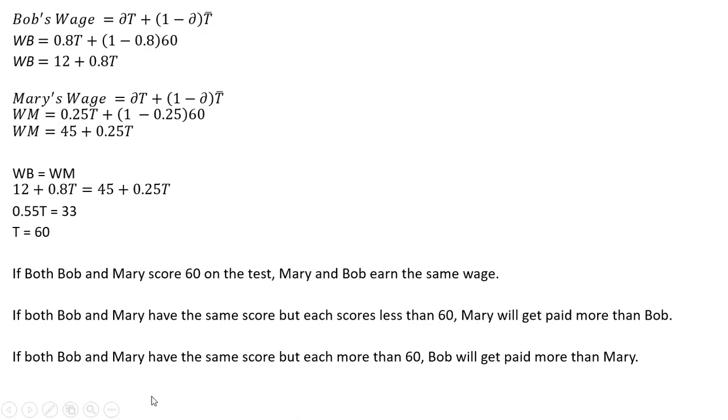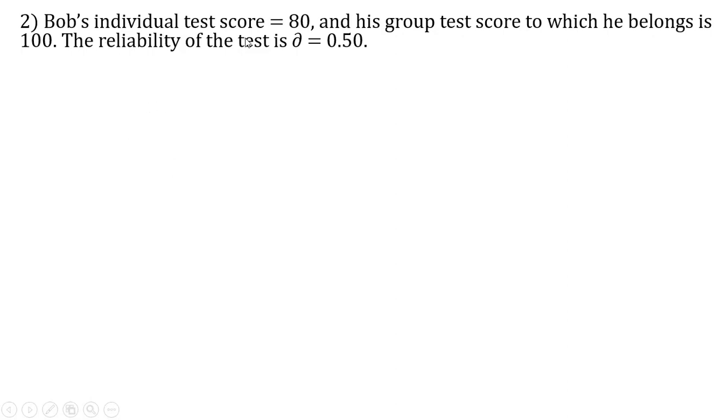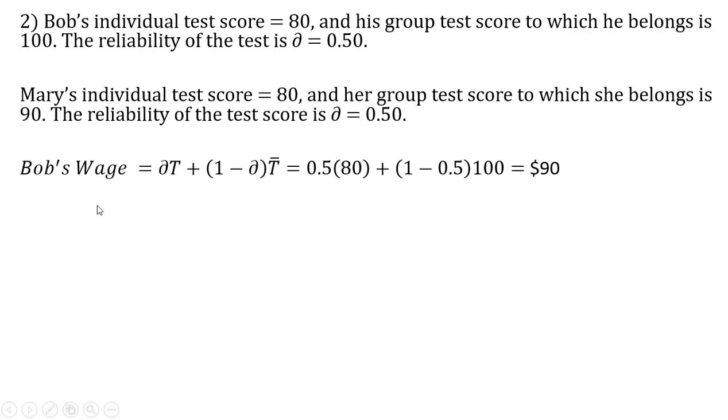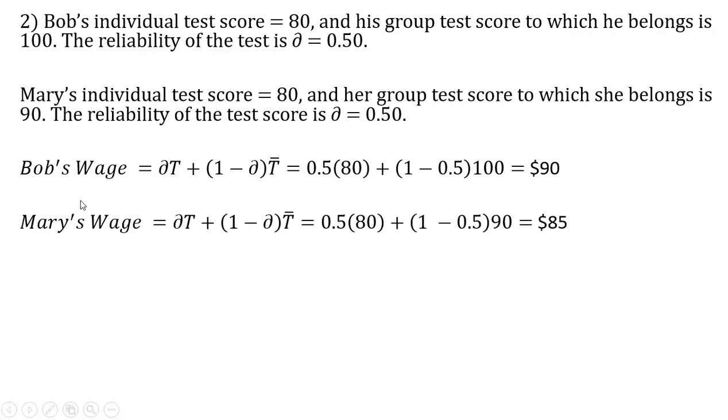All right, let's do another example. In example 2, Bob's individual test score is 80 and the group test score to which he belongs is 100. The reliability of the test is 0.5. For Mary, her individual test score is 80, same as Bob's, and the group test score to which she belongs is 90, which is a little bit less than 100. And here we have the reliability of the test score that matches Bob's. Plugging this information into both Bob's and Mary's wage, we see that Bob would be paid more than Mary.